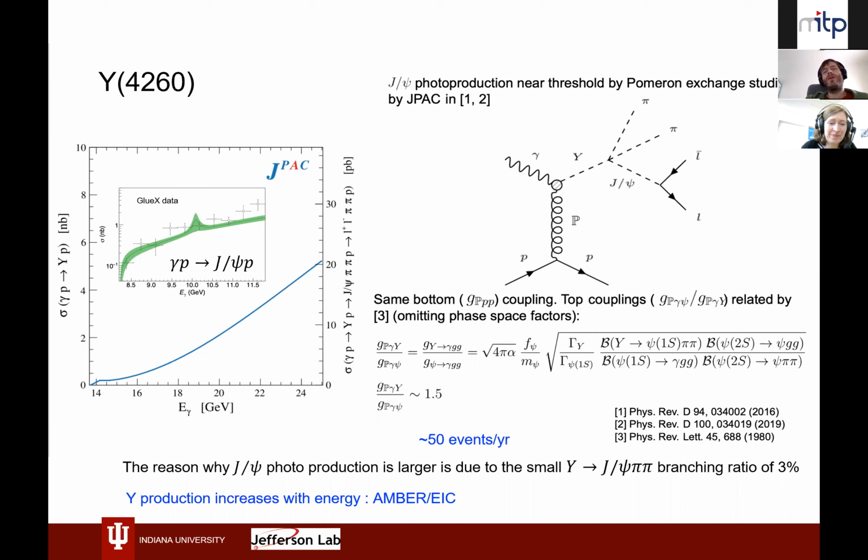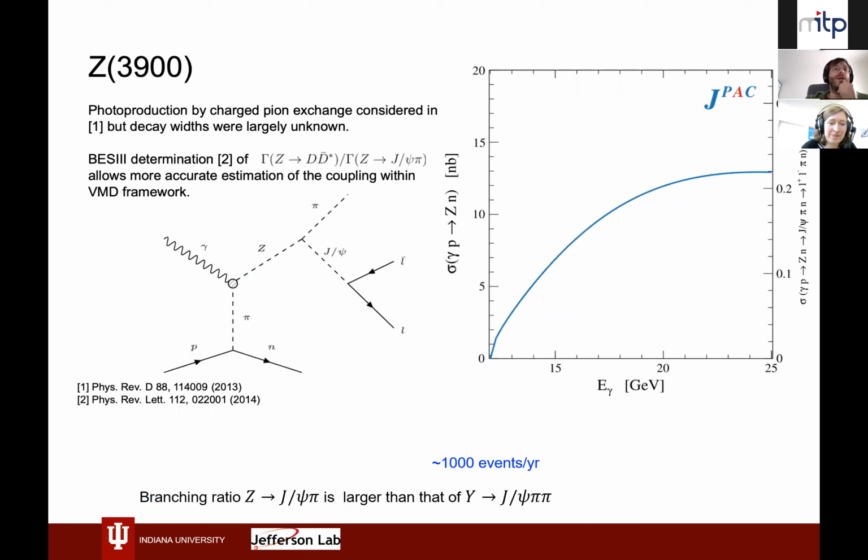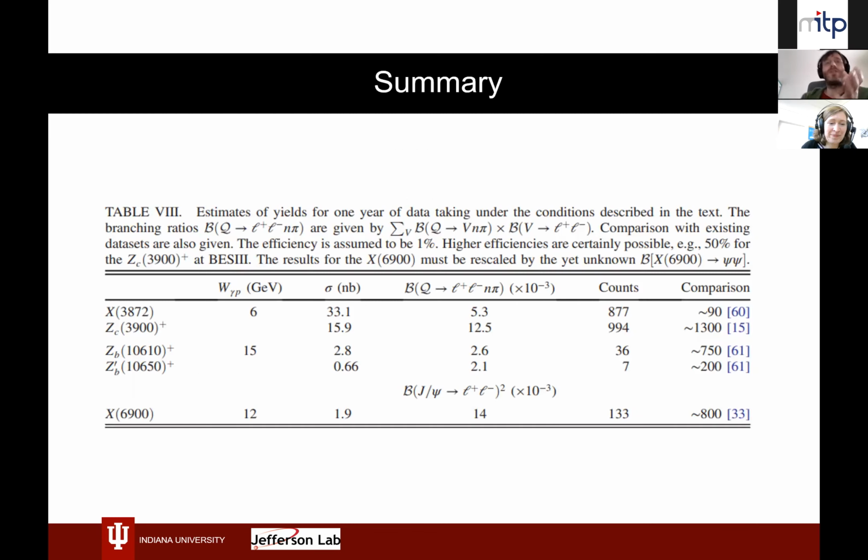So here, AMBER and an electron collider could be a very nice alternative, and maybe it would be possible to produce enough events of the Y in this kind of channel instead of, for instance, in the current GlueX setup. So another one is the Z3900, and we also studied this one, getting like 1,000 events per year. That was our estimation. So basically here you have a summary, and what you see in the comparison are the events that you expect from BESIII. So you are comparing what you could get in this kind of facility compared to what you are currently getting in a facility like BESIII.